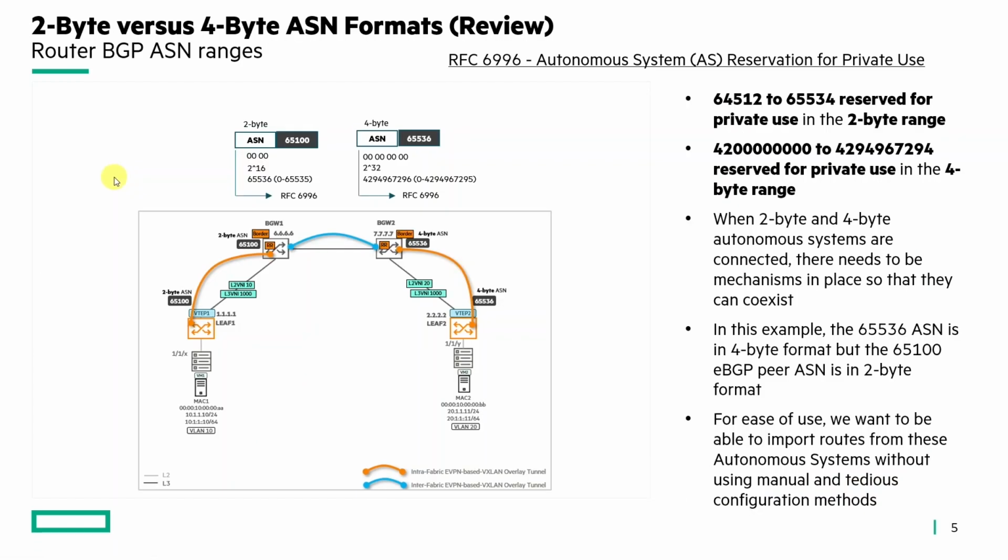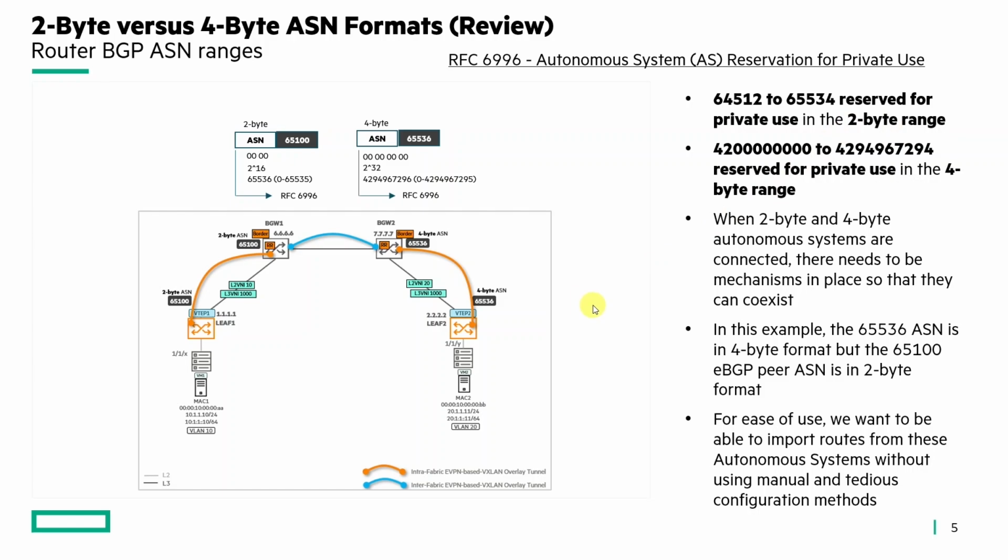Before we dive into the details about what we've actually changed with 10.16, it's helpful to do a brief review of the ASN format, as I just mentioned on the prior slide. The 2-byte ASN format looks like you see on the left-hand side here with the 65100 ASN, and that's a 2-byte designation for the autonomous system reservation, covered in RFC 6996, as you can see here. That supports ranges from 64512 to 65534, and that's reserved for private use in the 2-byte range.